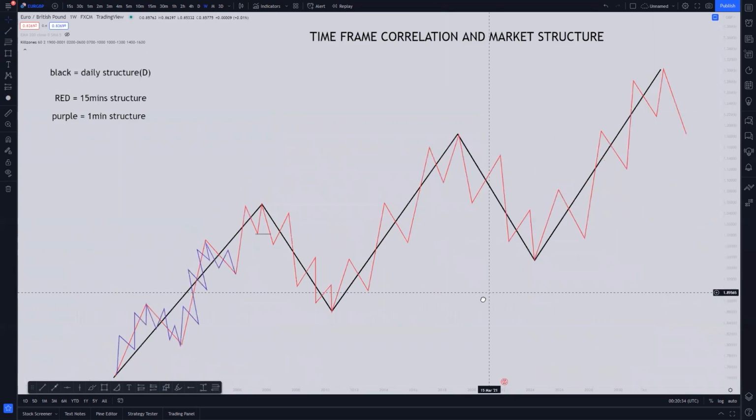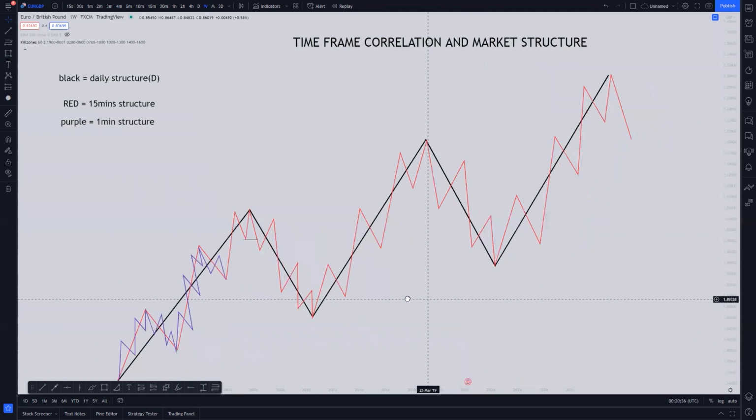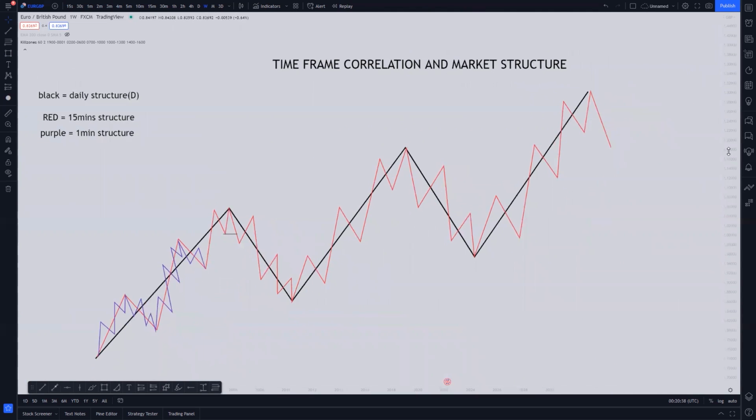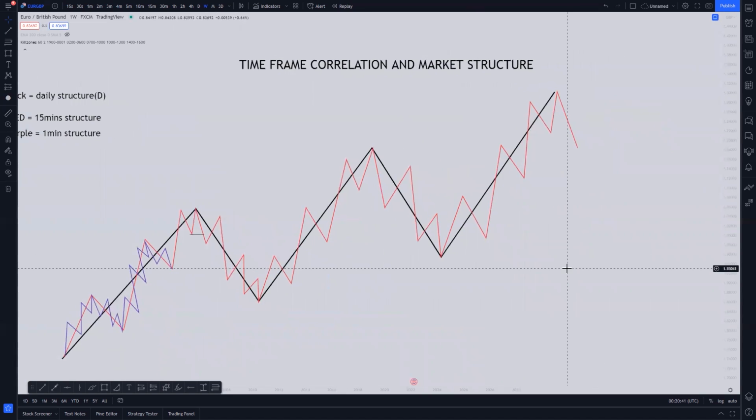Once you're able to link time frames together, then you don't have a problem. You know exactly when to enter a trade. You know exactly when the turning point has occurred. You know exactly when to exit a trade.